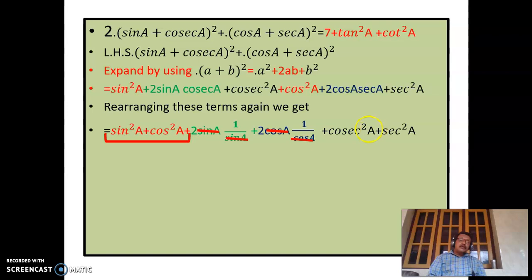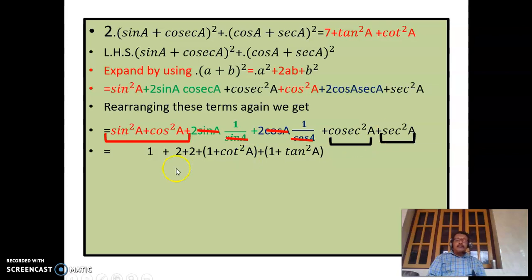Cosecant squared A can be written as 1 plus cot squared A. Similarly, secant squared A can be expressed as 1 plus tan squared A. So we have 1 plus 2 plus 2, then 1 plus cot squared A, and 1 plus tan squared A. This is 1 plus cot squared A, and this is 1 plus tan squared A.